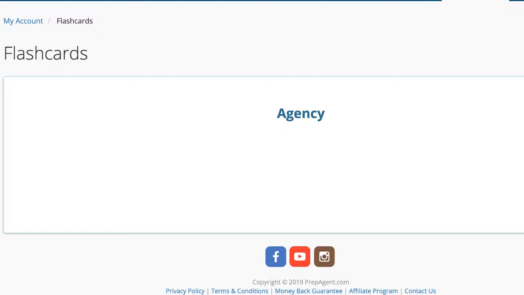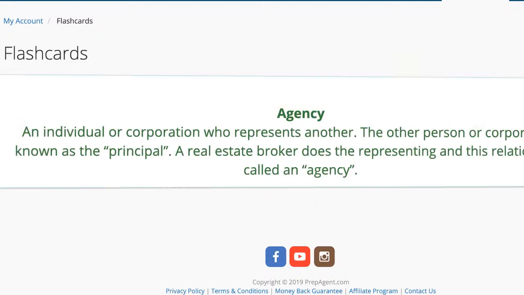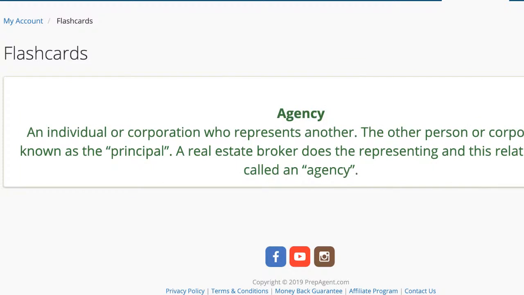Okay, agency. How many of you guys could define this? Okay, this is when a person or corporation represents somebody known as the principal. You have that fiduciary relationship, which means you have loyalty. We talked about this last week, if you guys were with me.